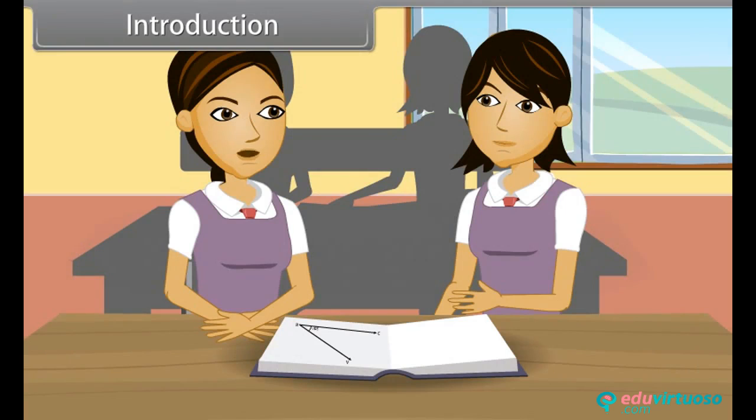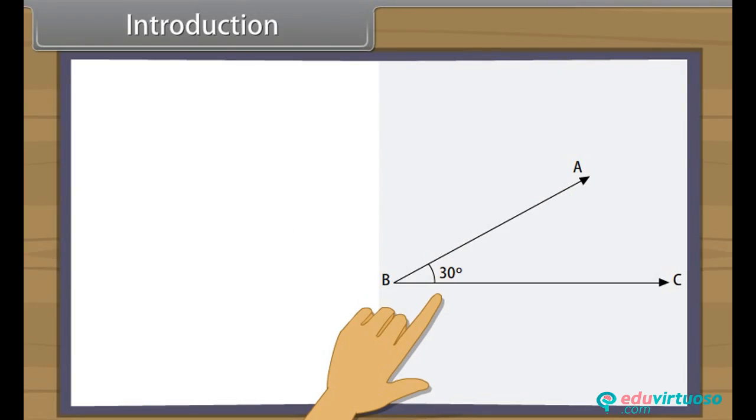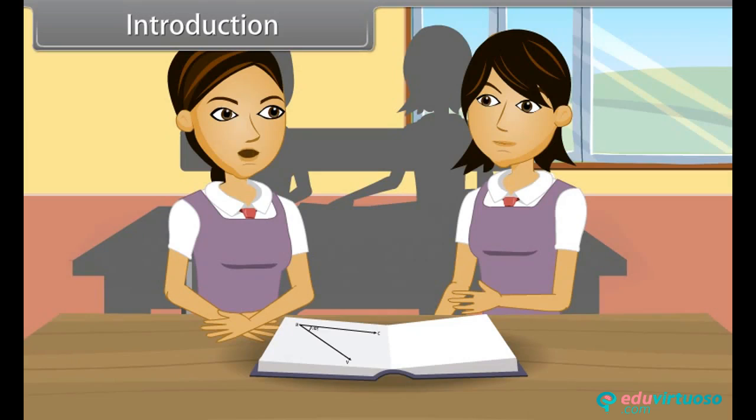Can you see this angle? Yes, it's a 30-degree angle. I have made this with the help of a compass and a ruler. But how? I also want to learn. Come with me. I will teach you.